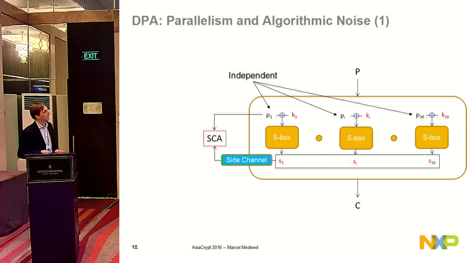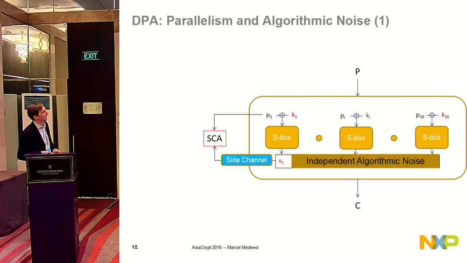Of course, in a parallel implementation, we don't only leak about this intermediate value, but also about the others. Fortunately, our plaintext bytes are independent, and therefore we can marginalize the distribution of these S-boxes, and therefore the noise produced by these S-boxes becomes independent algorithmic noise, which we can easily model and take into account during the attack. So eventually, if we have more algorithmic noise, we will need more traces, but we can always recover the key given enough traces. And eventually, we will get for every S-box, because we attack every S-box after each other, a score vector. So we get 16 score vectors suggesting the 16 key bytes.